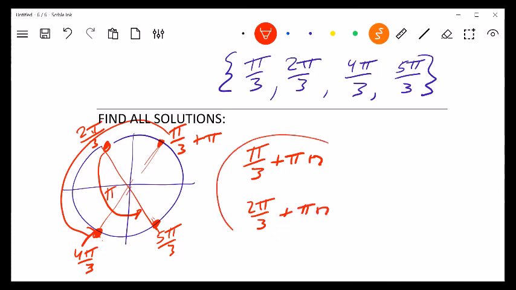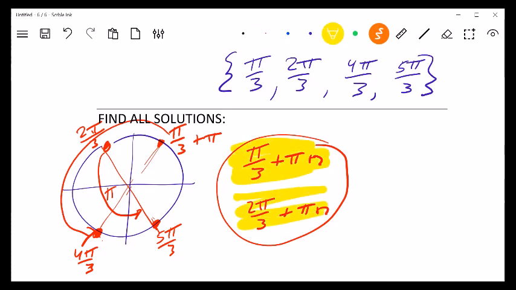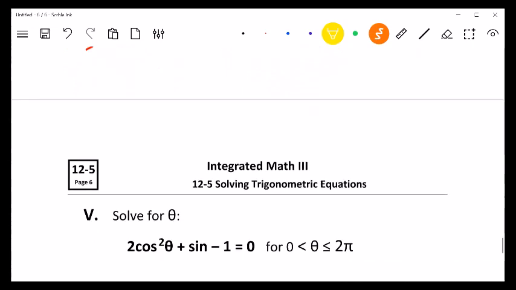And those would actually be the solutions for all possible answers. Okay, all possible solutions. I could do them separately, but that feels like a waste when I can put them all together like this. Okay, now let's take a look at page 6.